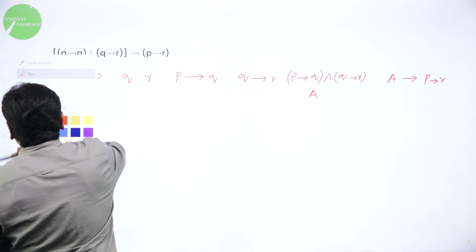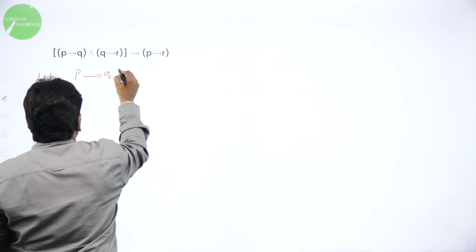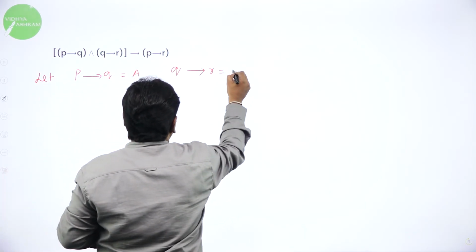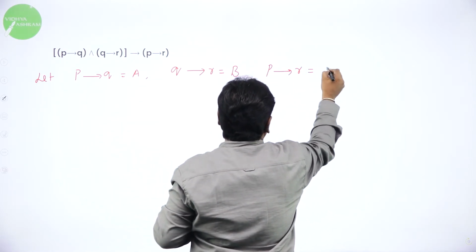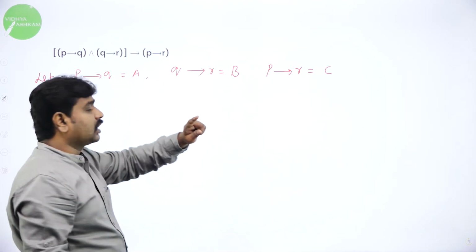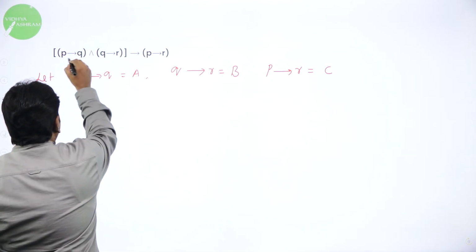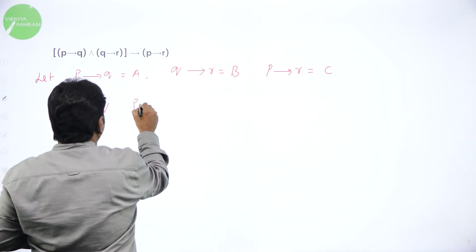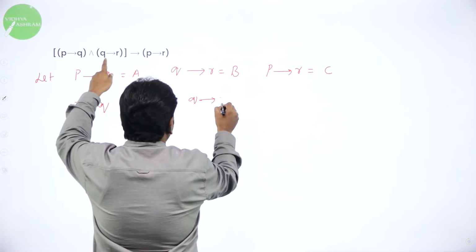That's one way of splitting. The other way of splitting these components is to make them short terms. Let us assume P implies Q, I call it A, and Q implies R, I call it B. Then I want P implies R, I call it C. Instead of P, Q, R, I took it as A, B, C. Now first we want P, then we need Q, then P implies Q, which is also called A. Then Q implies R we need, which is also called B.